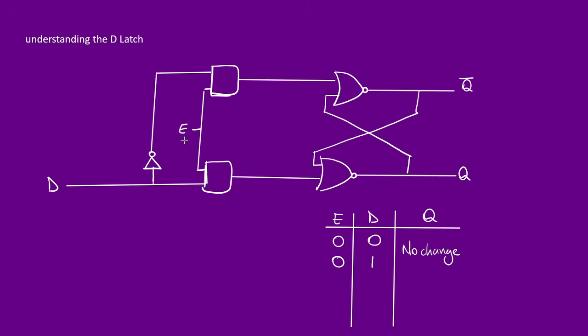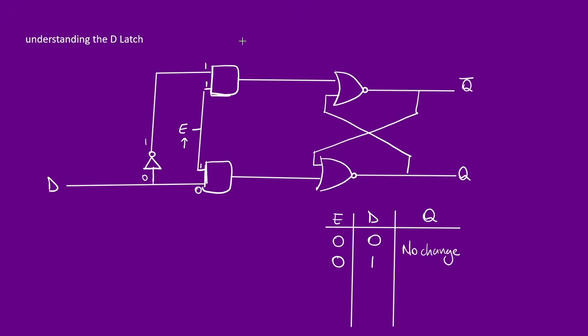So if my enable is high, that means this is a 1 and this is a 1. Then I want to write my data. So D being 0 in the first place. Let's see what happens. Data being 0, so 0 gets here and it gets inverted as a 1. So that's 1 over here.